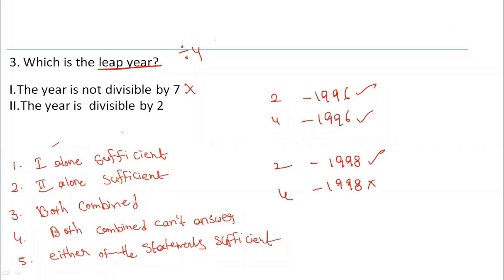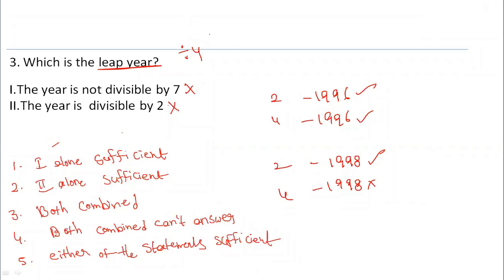So what can you understand from the second statement? Numbers that are divisible by 2 may or may not be divisible by 4. All the numbers which are divisible by 2, we can't say that they are divisible by 4. Got the point, right? So if the year is divisible by 2, it can be divisible by 4 or it cannot. So we can't say whether the year is a leap year or not with the divisibility rule of 2. We can't answer the question with the second statement alone.